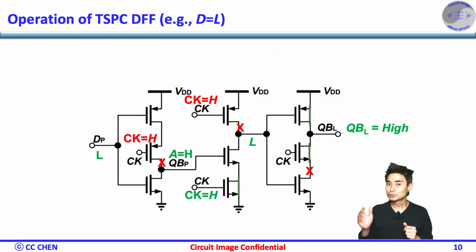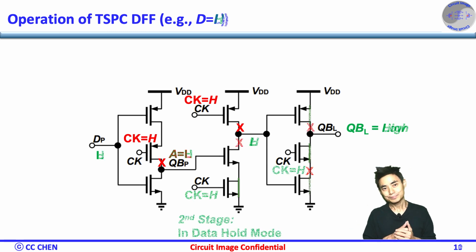When the CK changes from low to high, which is the rising edge, if D was low before, then the A will be high, such that the second stage pulls down the output to be 0. Then the Q bar of the last stage will be charged to high, which is the inversion of the D, so we call the output Q bar.